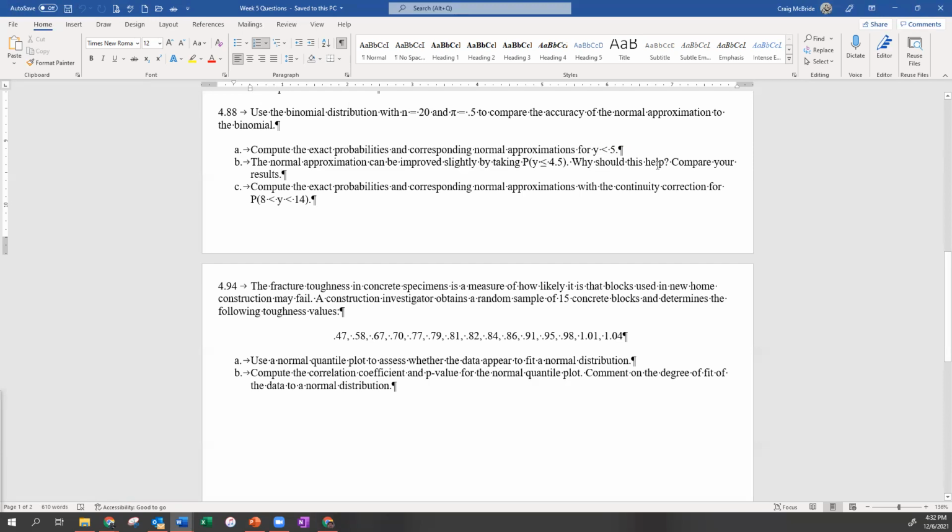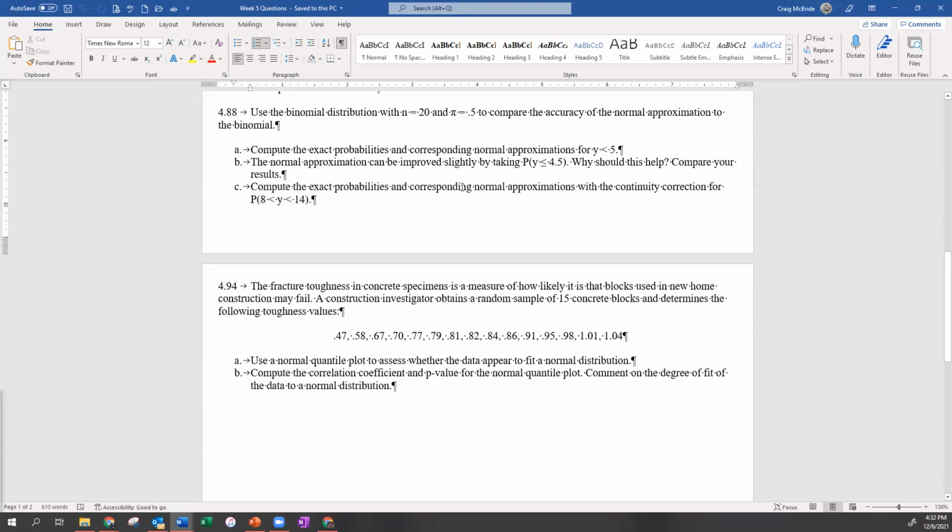And why should this help? Well, it's because of that continuity correction thing that we're doing. Then for part C, again, you should have 2 answers. You do the exact probability answer by doing the appropriate things in the binomial to get the answers strictly between 8 and 14.